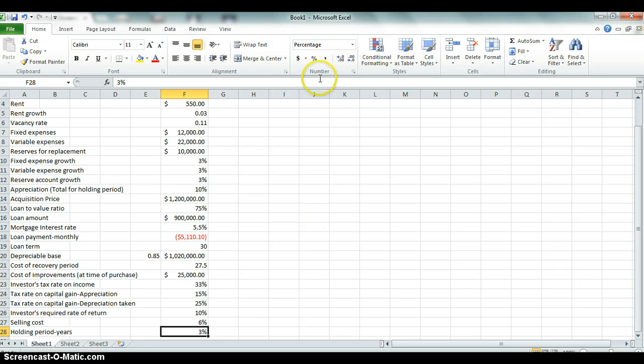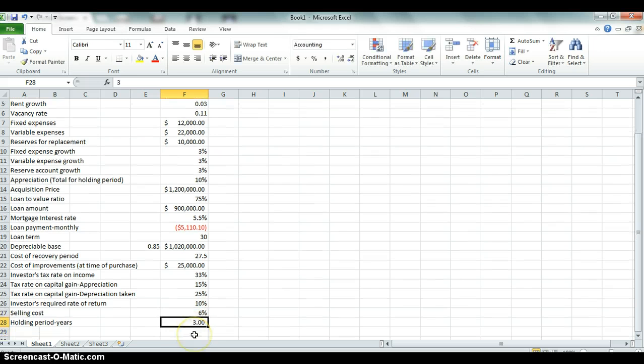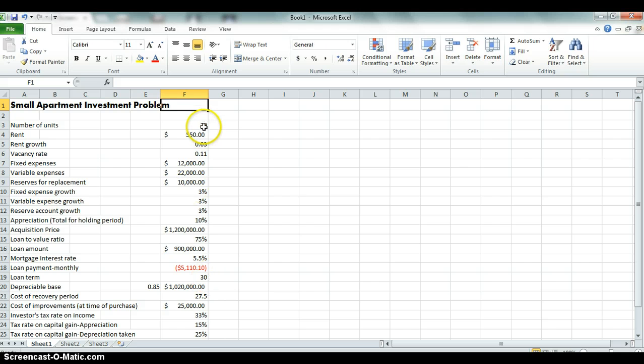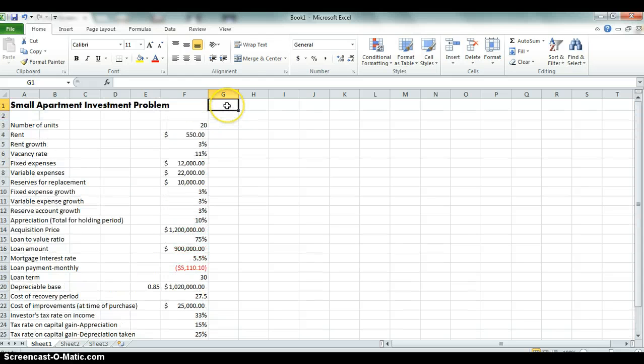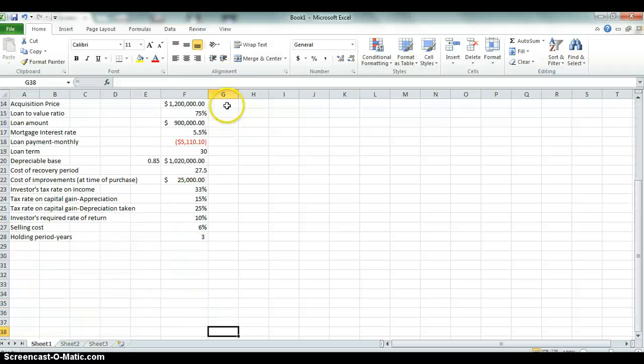Now that we have all this information, we will format all these numbers. So for example, rent growth and vacancy rate are percentages, and that's it. We have built our very first page with all the information we need to calculate if buying this small apartment is a good investment or not.